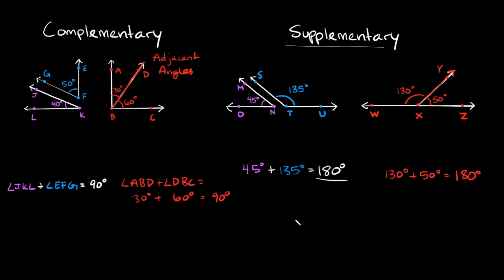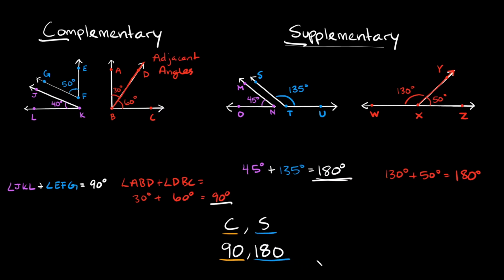Now, it can be kind of easy to mix up complementary and supplementary. So if you need a way to remember which one is which, just think about the alphabet, A, B, C, D, E, F, G. What comes first, C or S? If you're going in order, C comes before S. Now, when you're counting numbers, 1, 2, 3, 4, 5, 6, what comes first, 90 or 180? Well, 90 comes before 180. So complementary is 90 and supplementary is 180.